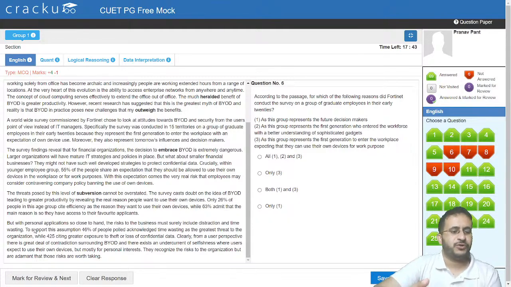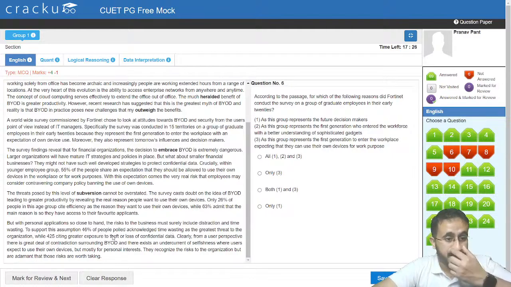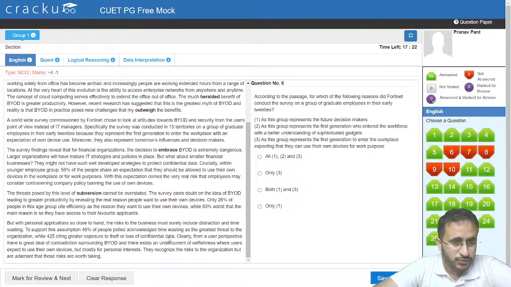So definitely, if you get social media access, time will be wasted. If there is an organization where you submit the phones and are not allowed to use a laptop, only the official laptop, productivity will be high. To support this assumption, 46% of people polled acknowledge time wasting as the greatest threat to the organization, while 42% cite greater exposure to theft or loss of confidential data.